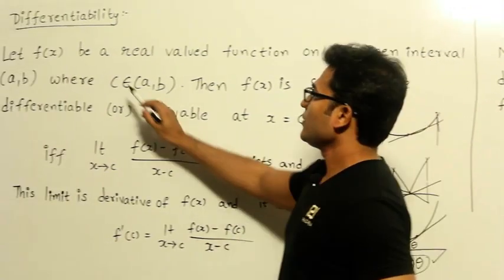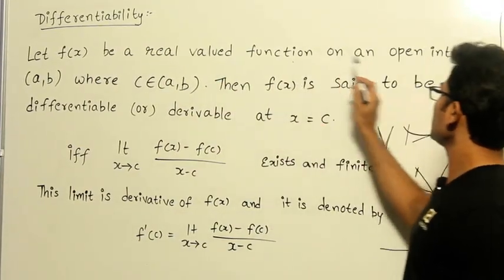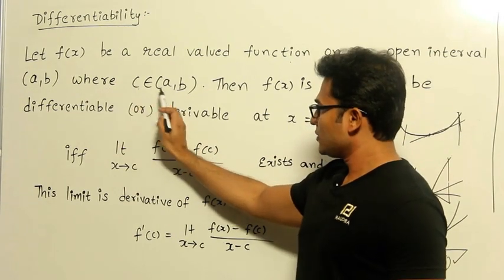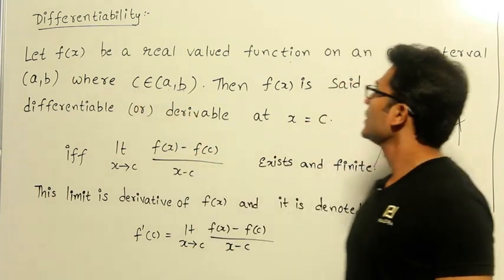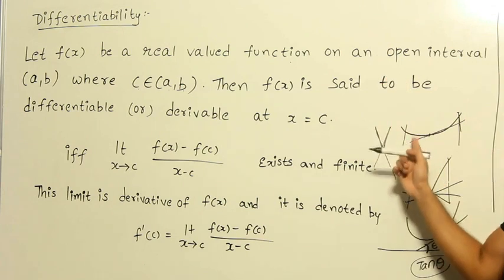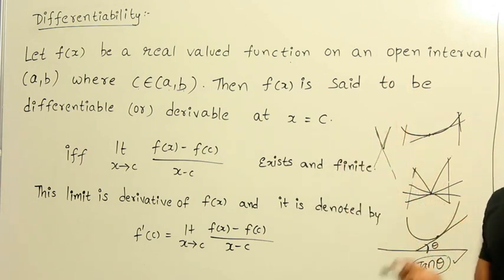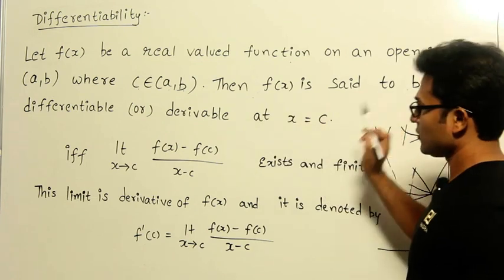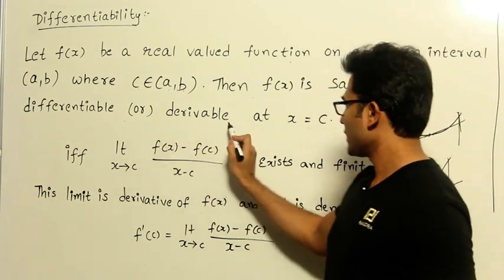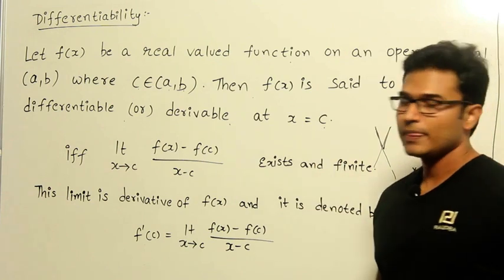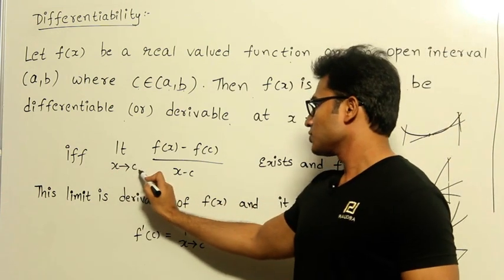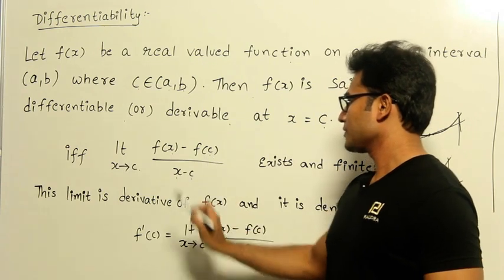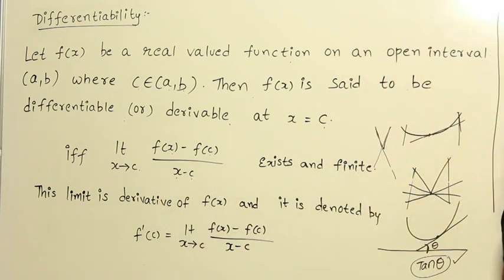Let f of x be a real valued function on an open interval (a, b), and there is a point c which belongs to this interval, which means we have a function defined over (a, b), and we are talking about a point between a and b, right? Then f of x is said to be differentiable or derivable at x equal to c if the limit as x tends to c of (f of x minus f of c) divided by (x minus c) exists, and if it is finite.